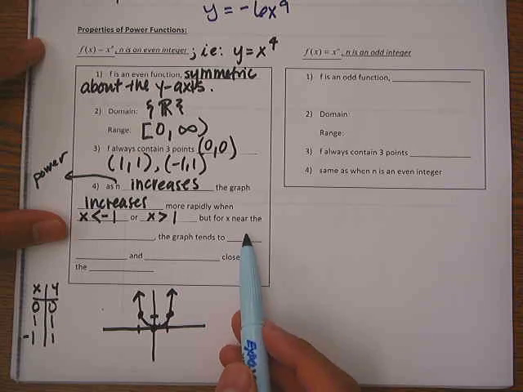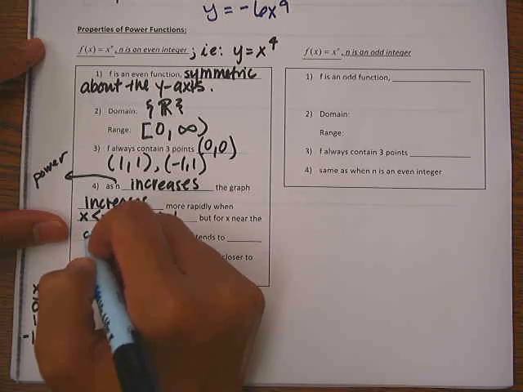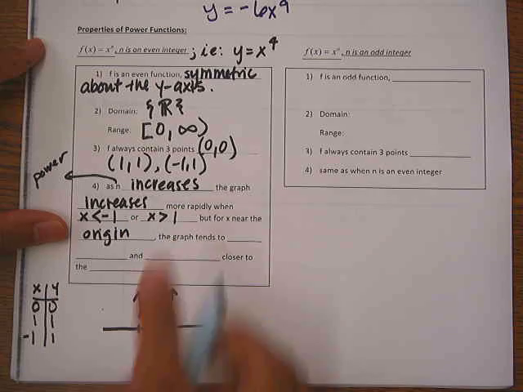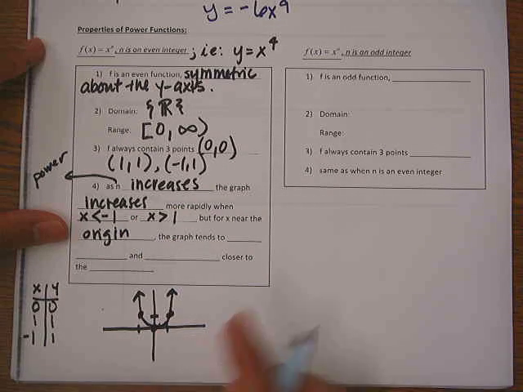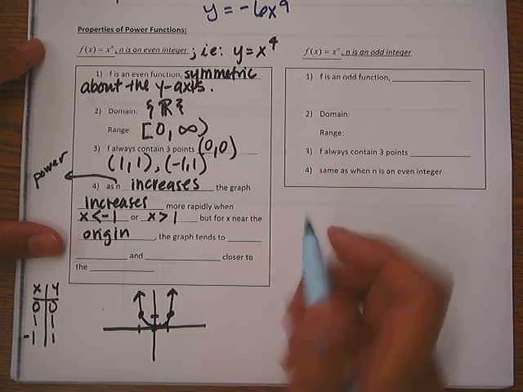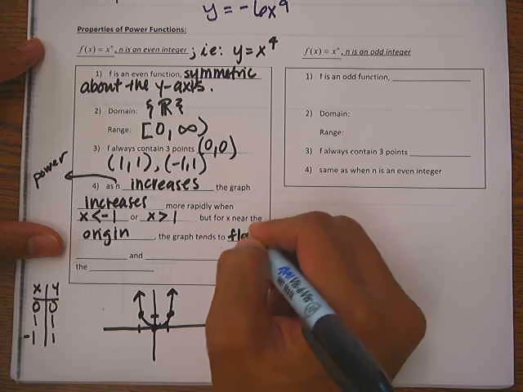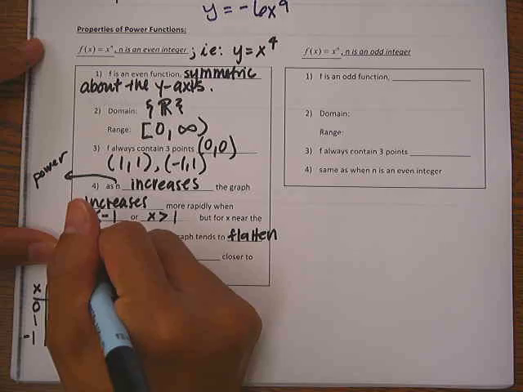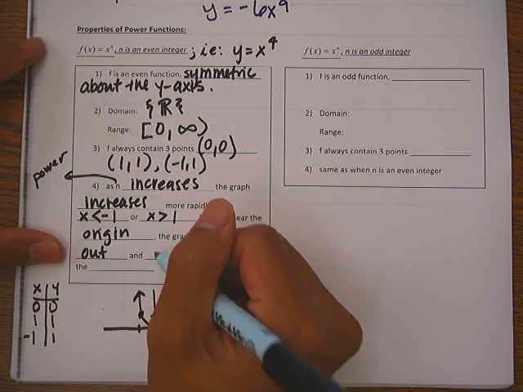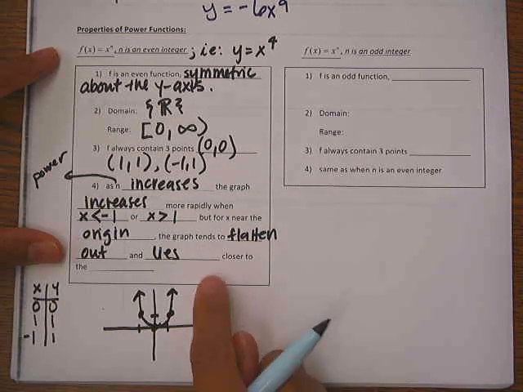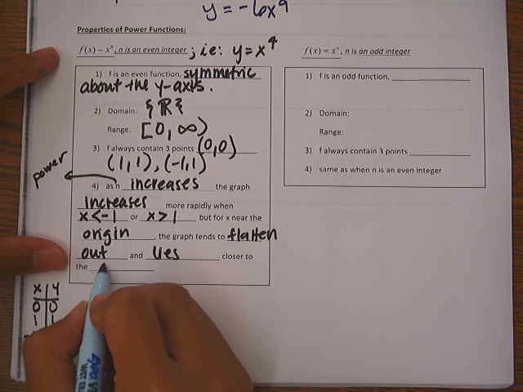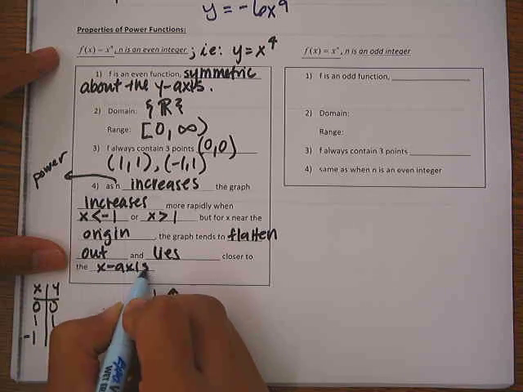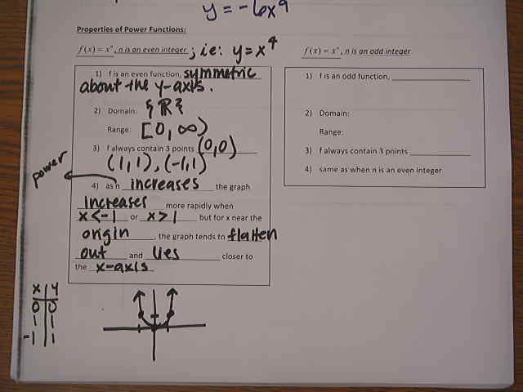But for x near the origin, that means near 0, 0, the graph tends to flatten out and lies closer to the x-axis. Let me give you a picture of what I mean by that.